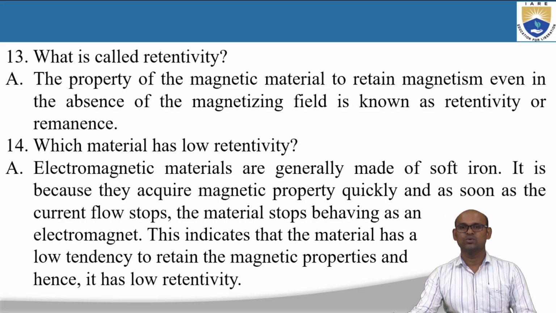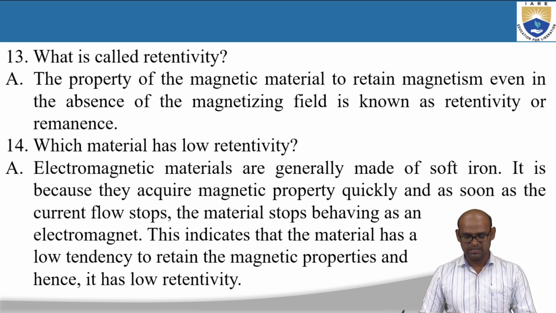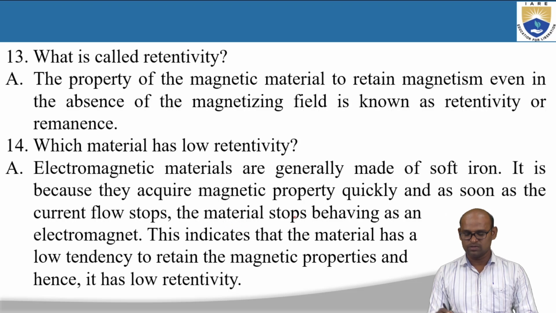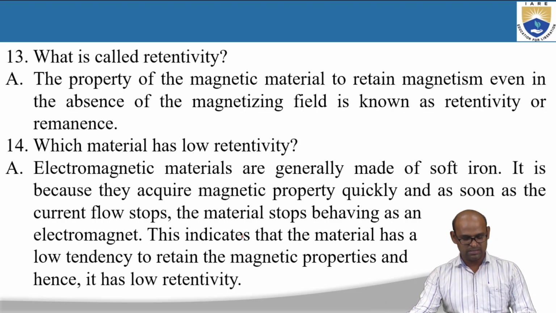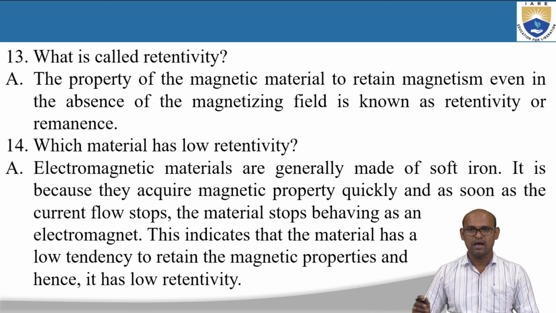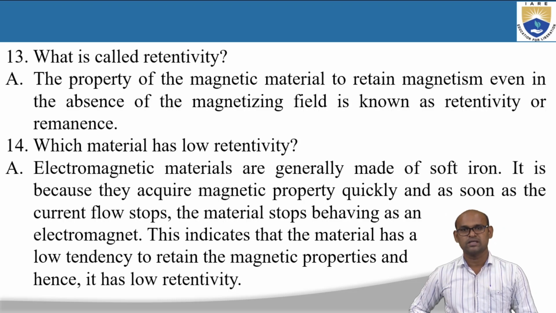Which material has low retentivity? Electromagnetic materials are generally made of soft iron because they acquire magnetic properties quickly, and as soon as the current flow stops, the material stops behaving as an electromagnet. This indicates that the material has a low tendency to retain magnetic properties, and hence it has low retentivity. So electromagnetic materials have low retentivity, and steel has high retentivity.